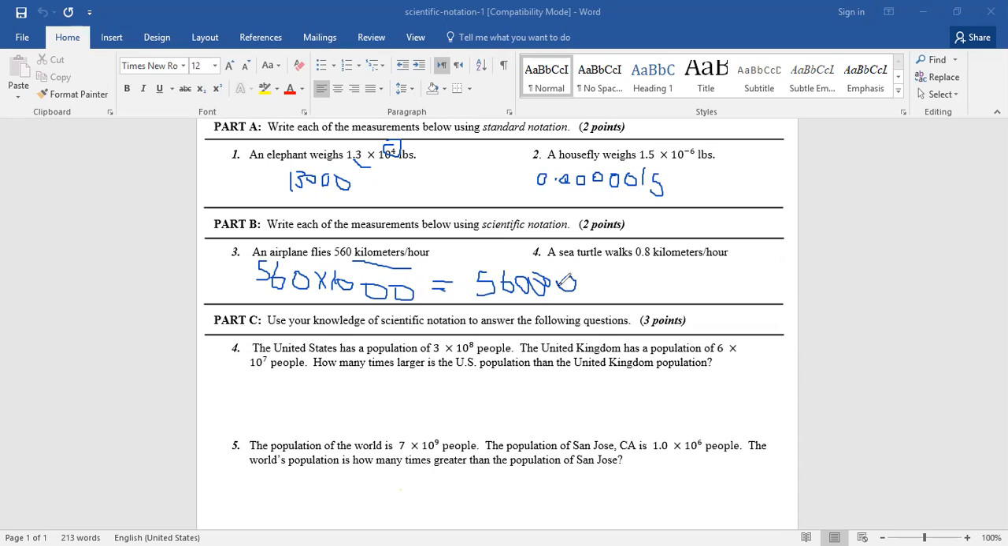Then I want to write it in scientific notation. I don't have a decimal point here, so we will imagine that we have a decimal point at the end and we will move 1, 2, 3, 4, 5. So the answer will be 5.6 times 10 to the power of what? 1, 2, 3, 4, 5. So it will be 10 to the power of 5. Okay? This is how we are going to write a number in scientific notation.